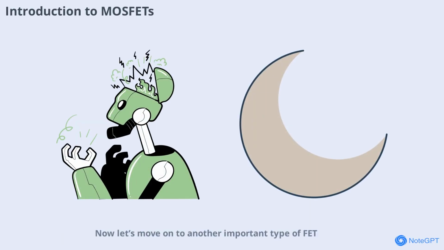Now let's move on to another important type of FET, the metal oxide semiconductor field effect transistor, or MOSFET. MOSFETs are widely used in both analog and digital circuits due to their high input impedance and fast switching speed. They come in two main types, enhancement mode and depletion mode. Understanding the structure and operation of MOSFETs is essential for anyone working with modern electronic devices.